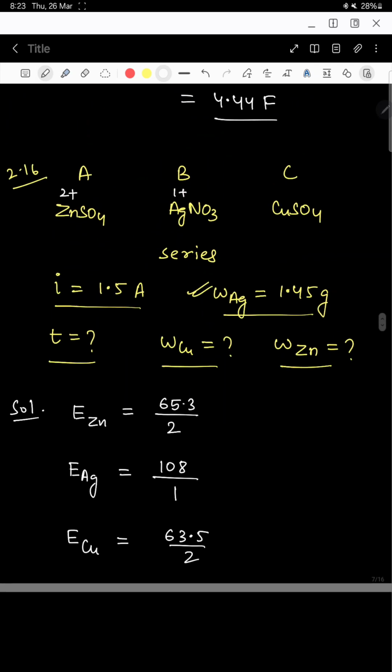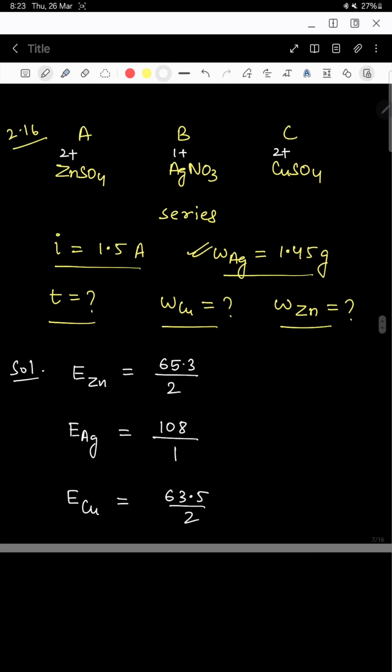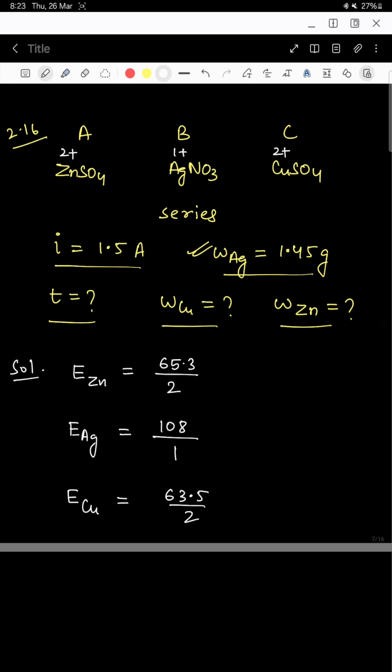Now, because again copper is in +2 state, right? So this is what we do first. That will make our further approach easier for us.